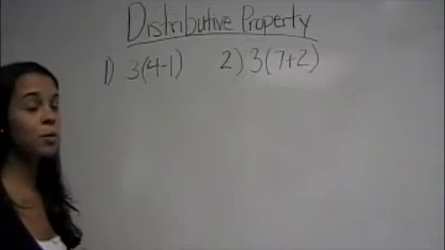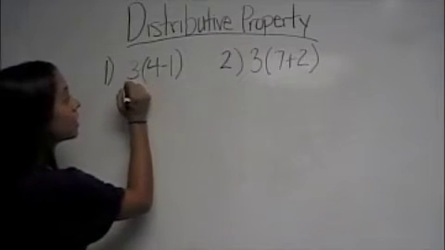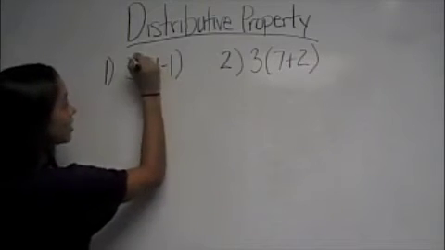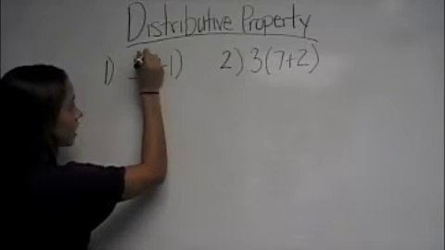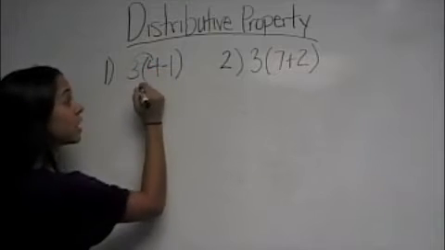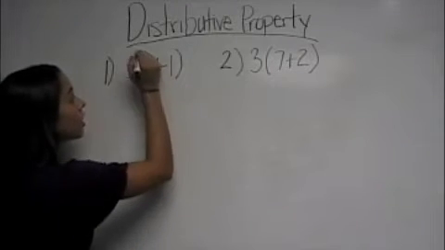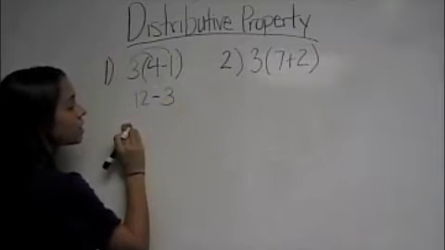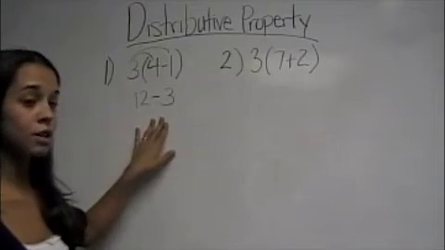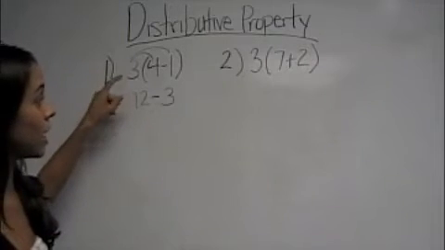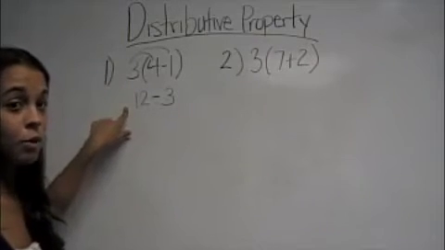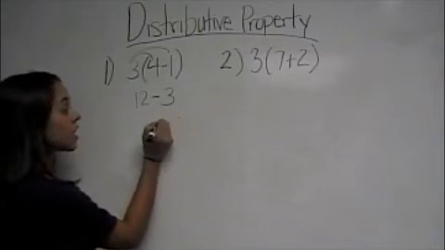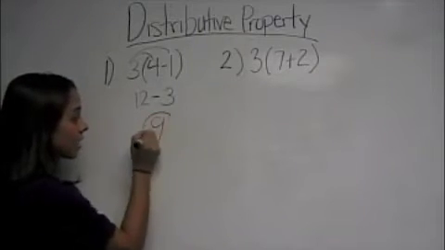Let's take example 1. We have 3 outside parentheses and 4 minus 1 inside. So we're going to take our 3 and distribute it inside. 3 times 4 is 12. 3 times 1 is 3. Bring down our minus. Now we're going to simplify 12 minus 3. And since we went vertical for the first step, we're going to keep on going down. 12 minus 3 is 9. That is our answer.